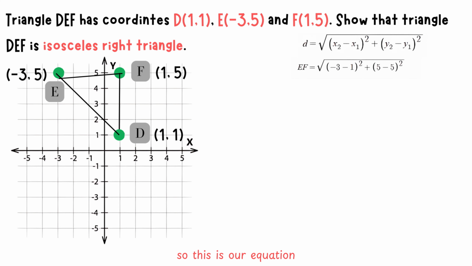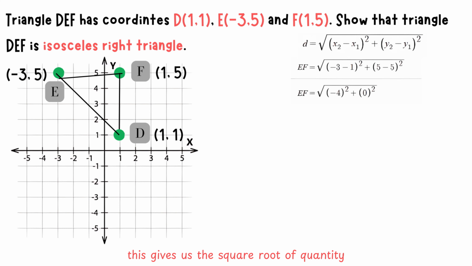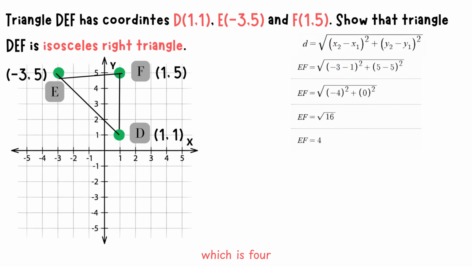So this is our equation. EF is equal to the square root of quantity negative 3 minus 1 squared plus quantity 5 minus 5 squared. Let's perform the operations. This gives us the square root of quantity negative 4 squared plus quantity 0 squared. Now we're left with negative 4 squared, which gives us the square root of positive 16, which is 4. So the distance from point E to point F is 4 units.